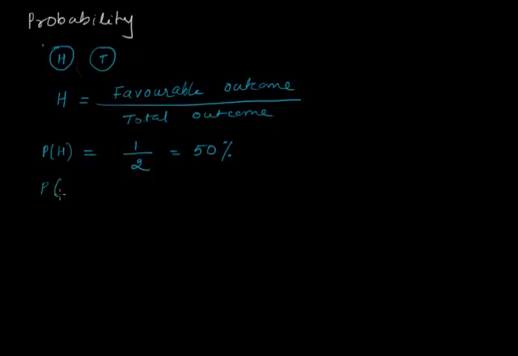Similarly, if I want to find the probability of getting a tail, it is also equal to 1, that is the favorable outcome, by the total outcome. The total outcome is also called the sample space, or sample space is all the outcomes possible for a given situation. And if I add the probability of head and the probability of tail together, the total probability should always be equal to 1. That is the probability of a certain event.